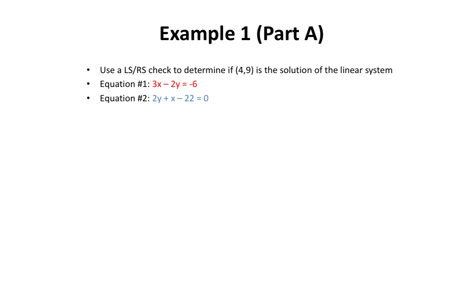In our first example, we want to use a left side, right side check to determine if (4, 9) is a solution of the linear system. So basically, we want to know if that coordinate is the point of intersection of these two lines. The first equation is 3x minus 2y equals negative 6, and the second equation is 2y plus x minus 22 equals 0. I'm going to start by rewriting equation 1, which is 3x minus 2y equals negative 6.